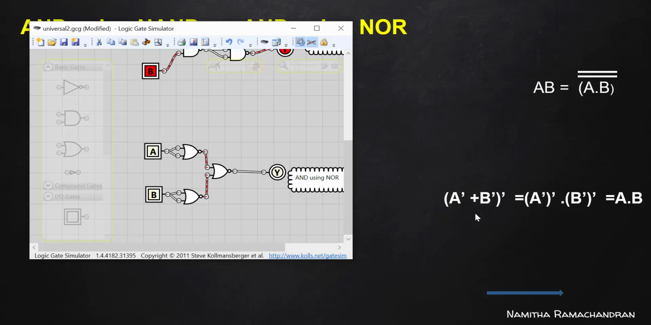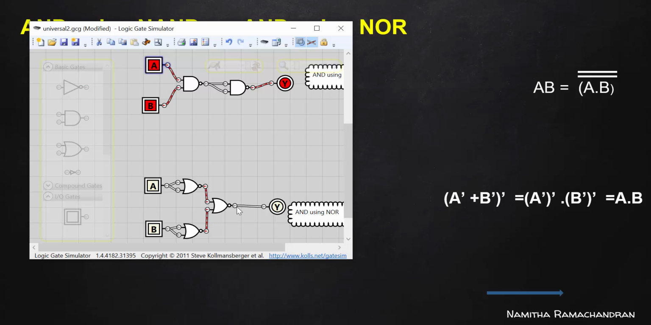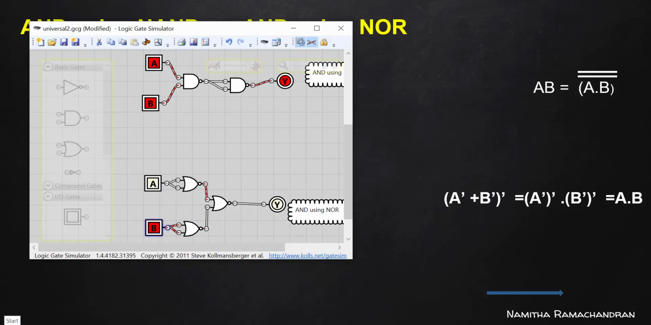So while applying De Morgan's law, (A complement plus B complement) all complement is A complement all complement and B complement all complement, which is available here, which is actually equal to A and B. Now we can check whether this is working as our AND operation. If both the inputs equal 0, output is 0. If one of the inputs is 0, still the output is 0. If both the inputs are 1, then output is 1. Right? Exactly working as an AND gate.